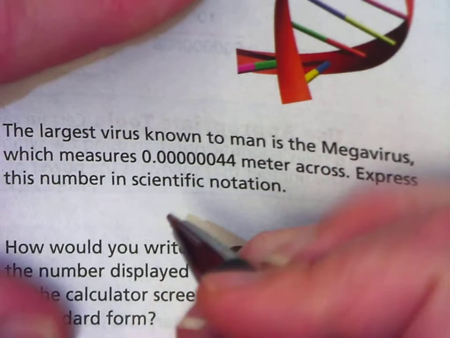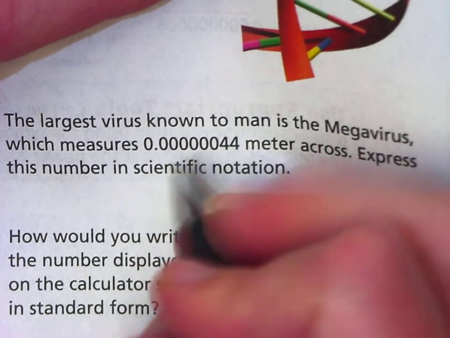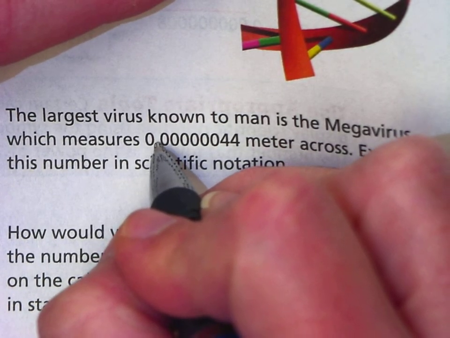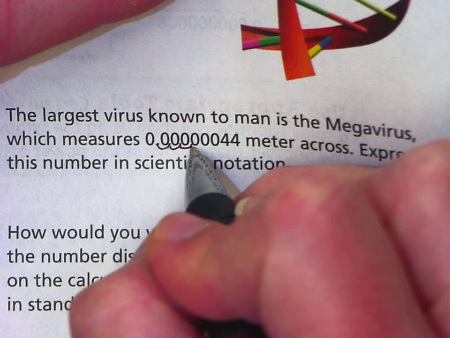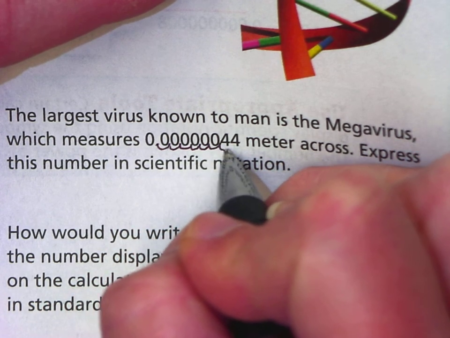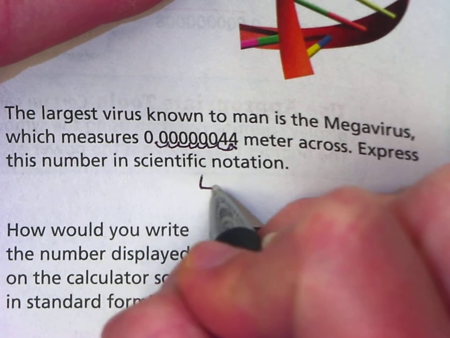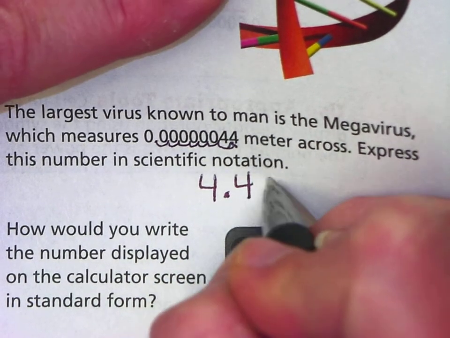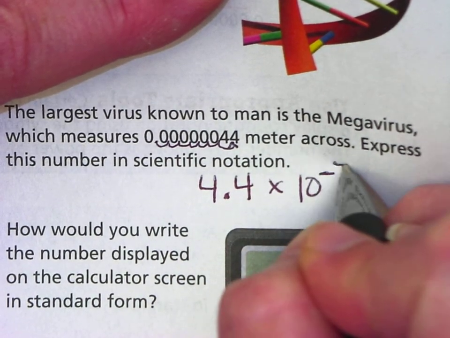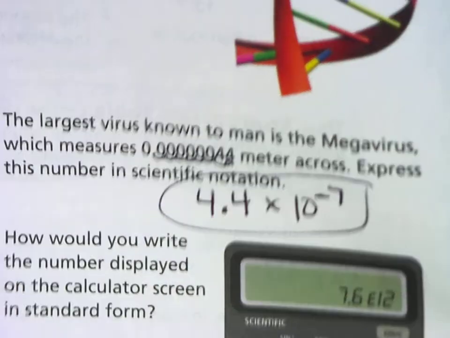Let's try one more. Let's look at number 6. Now this number is less than 1, so my exponent will be negative. I'm going to make it between 1 and 10. 1, 2, 3, 4, 5, 6, 7. So my new number would be 4.4 times 10 to the negative 7th. I hope that helps.